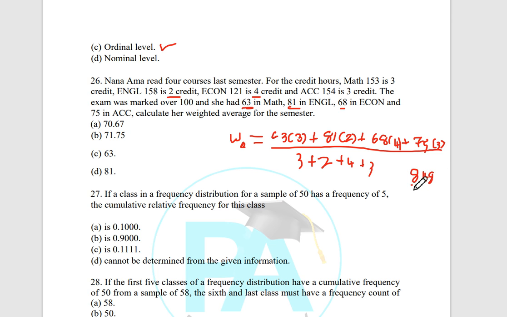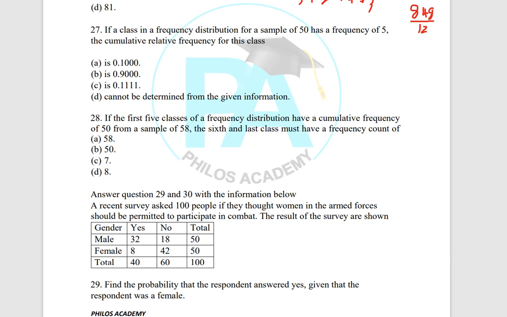Without wasting time, divided by, when we add this, 3 plus 2 is 5, plus this 9, plus this 12. So 848 divided by 12. 848 divided by 12 gives you 70.67. So the correct answer for this is A. Okay, so let's proceed to question 27.